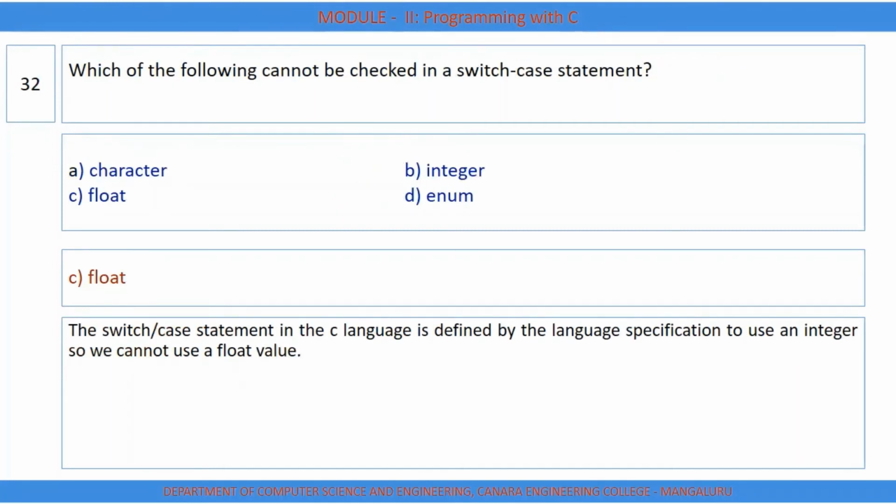Next question is, which of the following cannot be checked in switch case statement? Option A, character. Option B, integer. Option C, float. Option D, enum. Answer is option C, float. The expression used in switch must be integral type such as int, character and enum. Any other type of expressions such as float or double are not allowed.